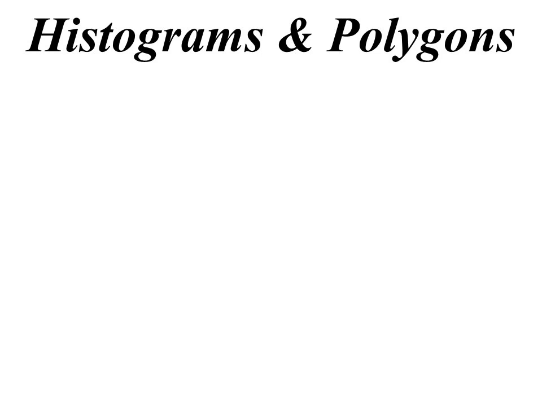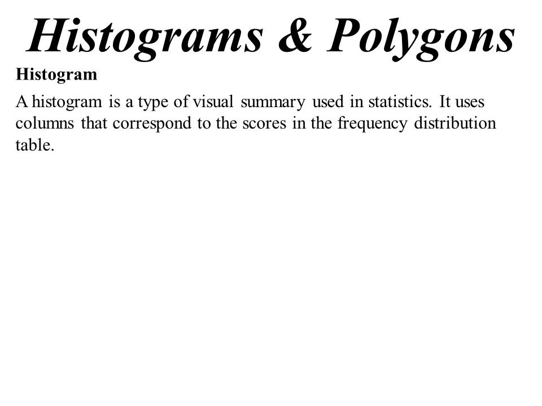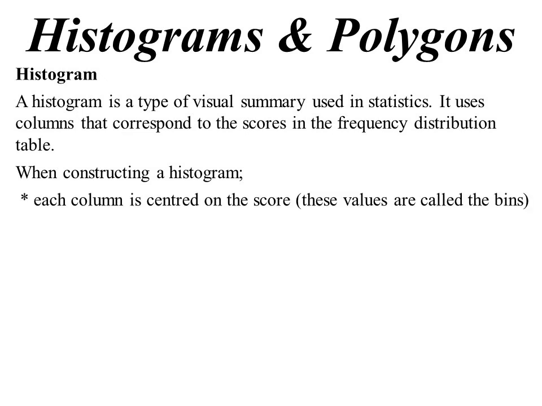Let's look at histograms and polygons, column graphs and line graphs. So a histogram is of course the column graph that we use in stats. When we're constructing a histogram, each column we center on the score. Sometimes those scores are called the bins. We usually join the columns up with no gaps. We put them next to each other.